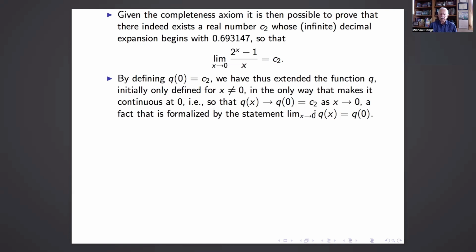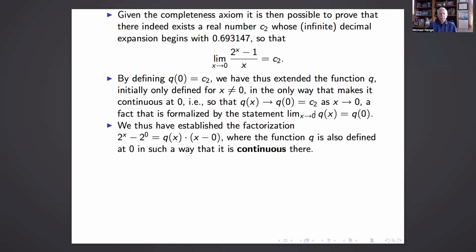A fact that is formalized by the statement that the limit of q at x as x approaches 0 is equal to q at 0. We thus have established a factorization: 2 to the x minus 2 to the 0 is equal to q at x times x minus 0, where the function q is also defined at 0 in such a way that it is continuous there.